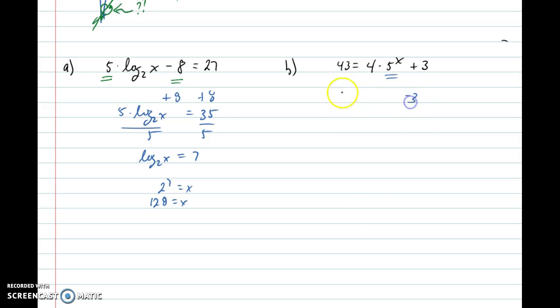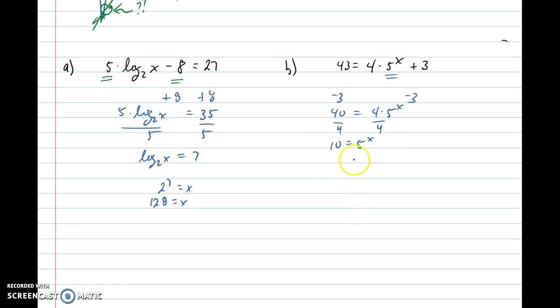So I'm going to subtract the 3. I always start by undoing the subtraction, because that's kind of the last thing you do in the order of operations. So it's the first thing you undo when you solve. I'm going to get 40 equals 4 times 5 to the x. If I divide by 4, I'll get 10 equals 5 to the x.